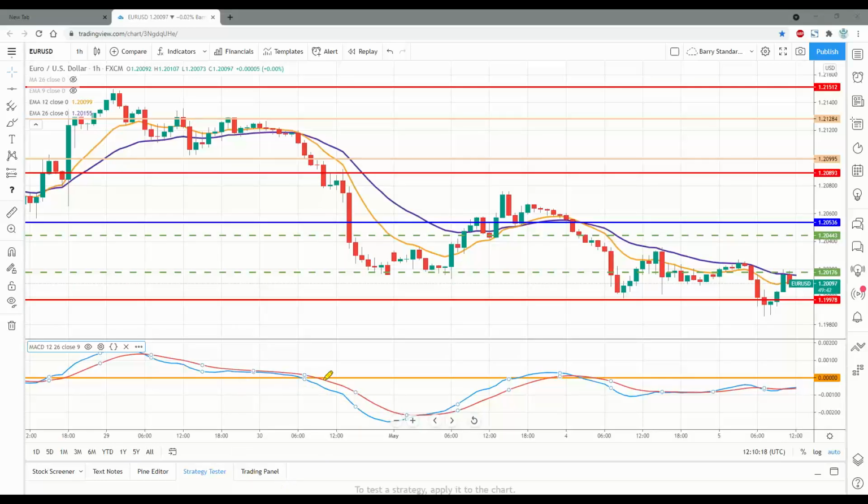This red line, in this case we're calling it the red line, actual name is called a signal or a trigger line. The rule of thumb is when the trigger line or the signal line crosses above or below the MACD line, it's giving us buy and sell signals.